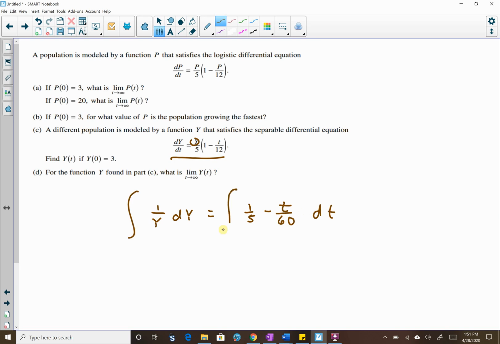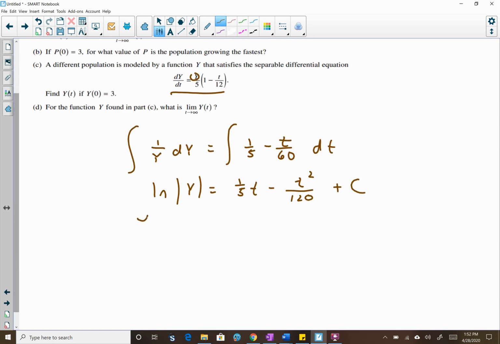I'm going to integrate. That'll give me natural log, absolute value of y. Here I get 1/5 t minus, let's see, t squared over 120 plus c. Don't forget your constant. E to the, so it'll give me y. I'm going to go ahead and separate that e to the c as c. E to the 1/5 t minus t squared over 120.